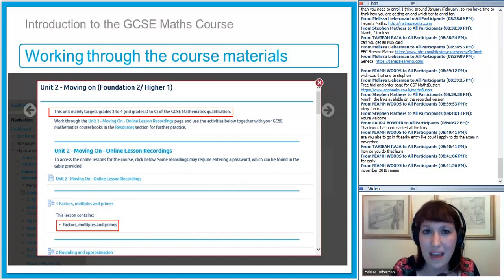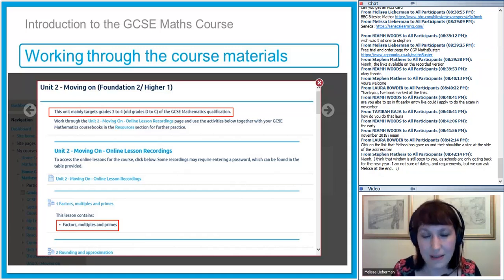And so what happens is that all of our units will cover number, algebra, geometry, and statistics. So you'll repeat the topics each time, and each time you learn them, you'll get a better and better understanding, and you'll take it to the next level. So that's how we've structured our materials.